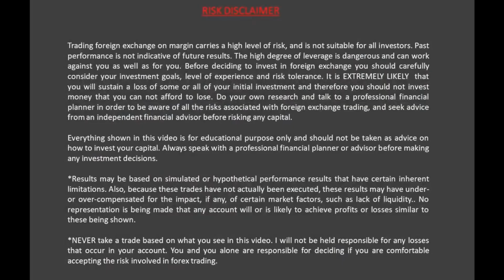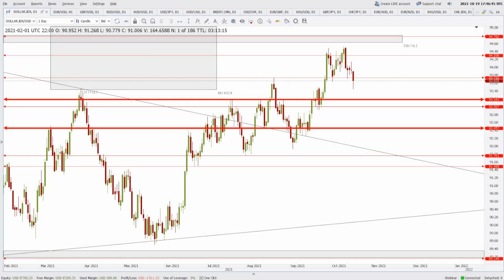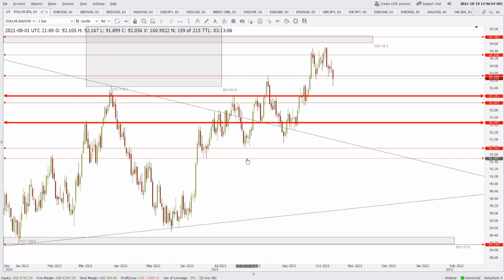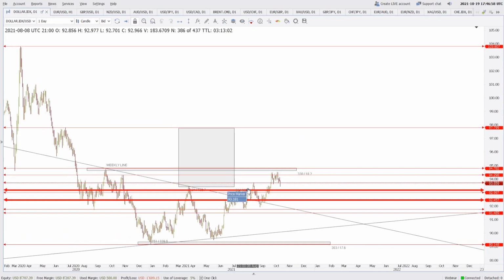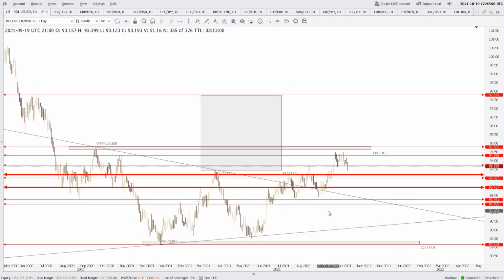After this, let us go directly to the daily chart of the dollar index. My friends, on your screen right now is the daily chart of the US dollar index, and we have marked a few lines on this. These are the important levels in my opinion.